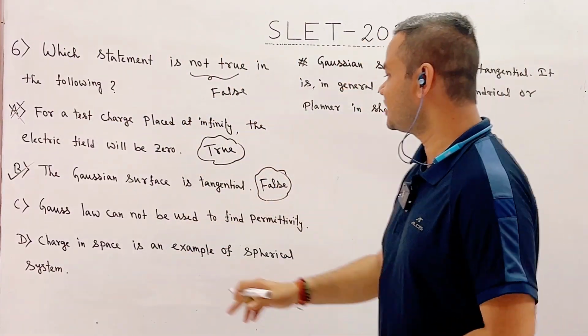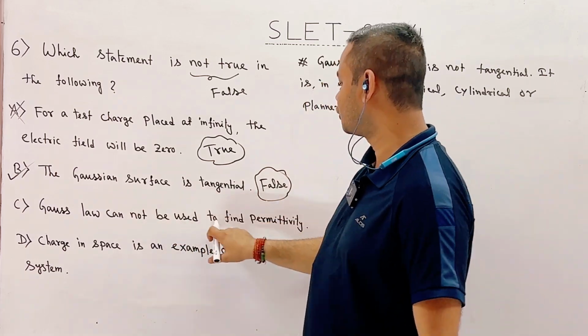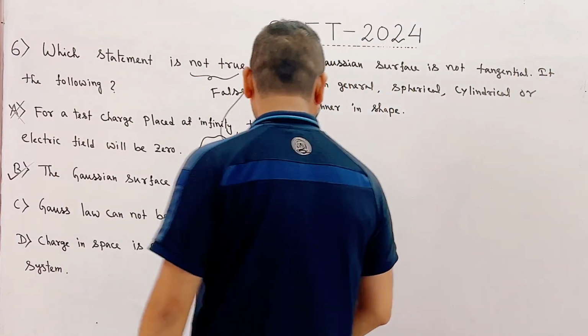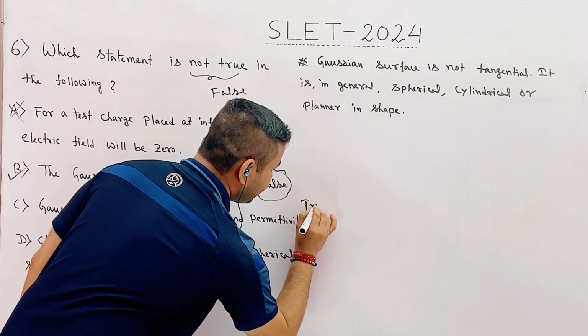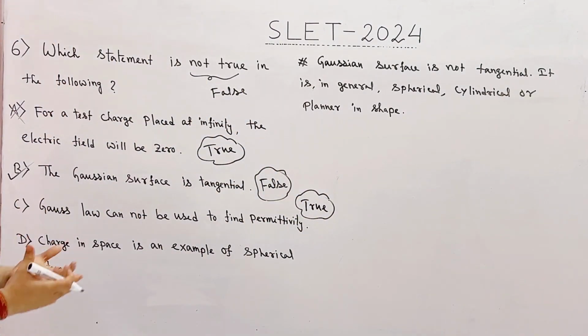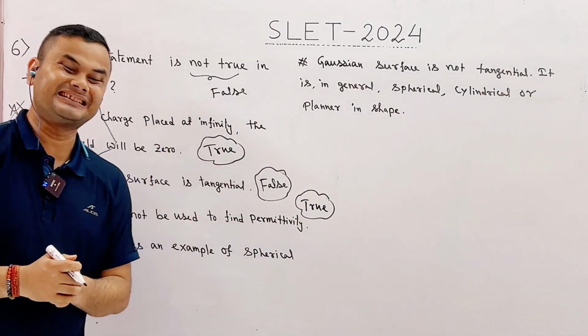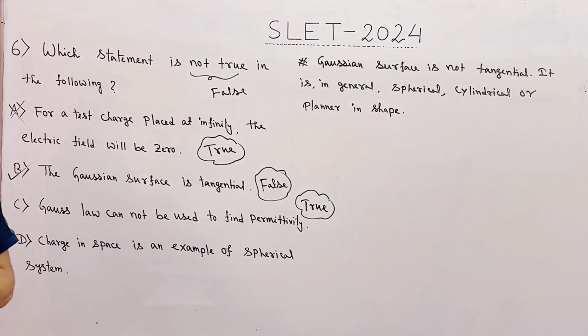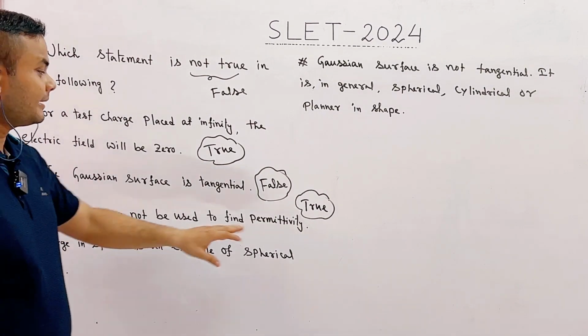According to option C, Gauss law cannot be used to find permittivity. This is true statement because we know that with the help of Gauss law we can find out the electric field of charged objects having spherical, cylindrical or planar symmetry. It is not used to find out the permittivity.